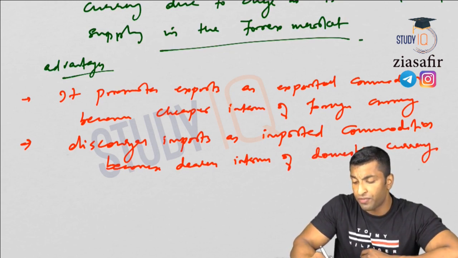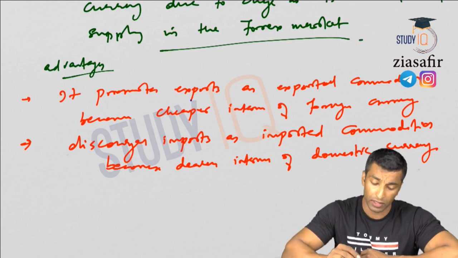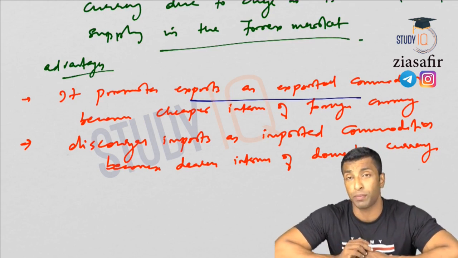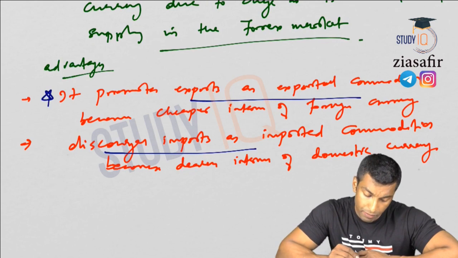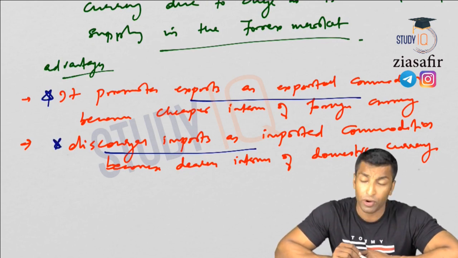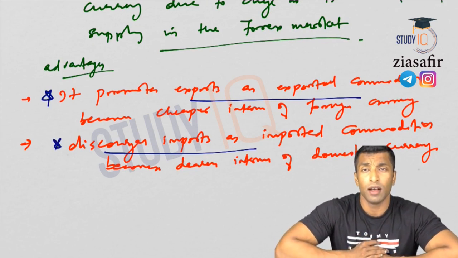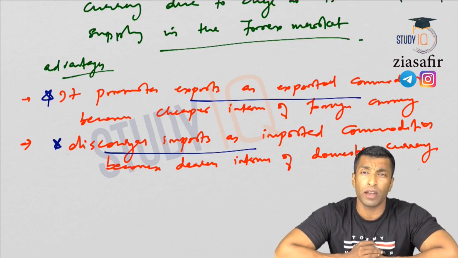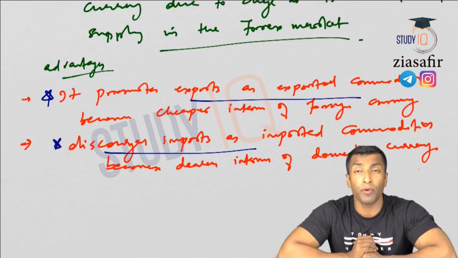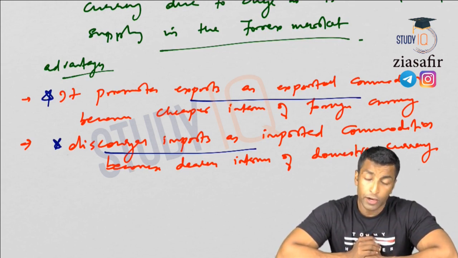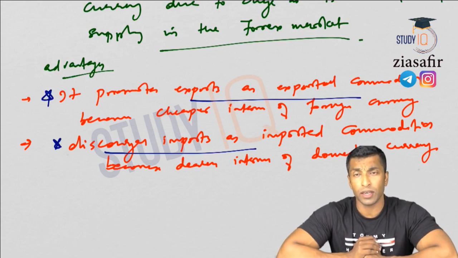So these are very important from the prelims point of view. This is very important: exports are promoted and imports are discouraged. Those two points are very, very important. So I hope you understood the reason. These are very important impacts of depreciation, or the advantages.